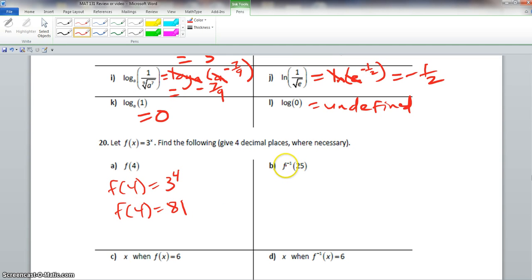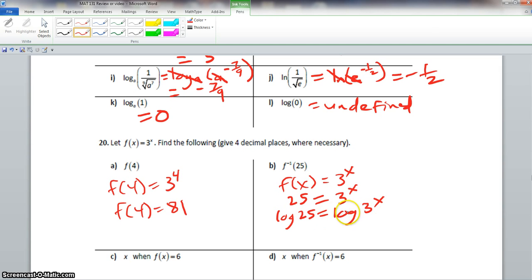Now we go to the inverse. We have f inverse of 25. That would mean that if we took this equation, f of x equals 3 to the x, we will substitute in 25 for our y value. So we have 25 is equal to 3 to the x. We'll take log of both sides. So we have log 25 is equal to log 3 to the x. We'll bring the x out front. So we have log 25 is equal to x times log of 3. We'll divide each side by log 3.